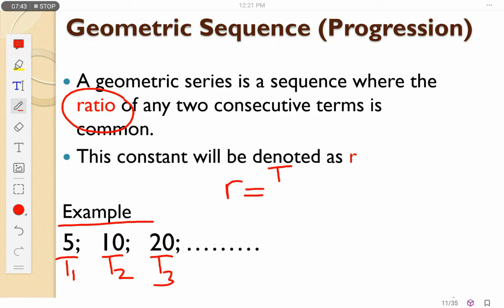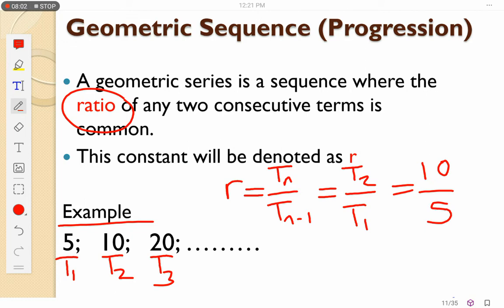we say Tn over Tn minus 1. That's the formula. So when we do that, I can say T2 over T1. And my T2 is 10 over 5. And I'll get a common ratio of 2 there.